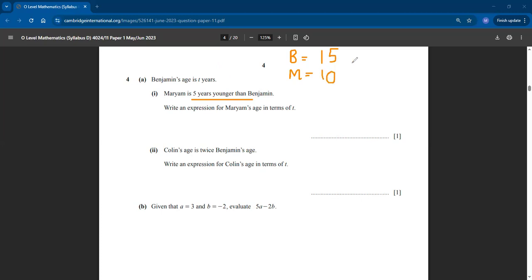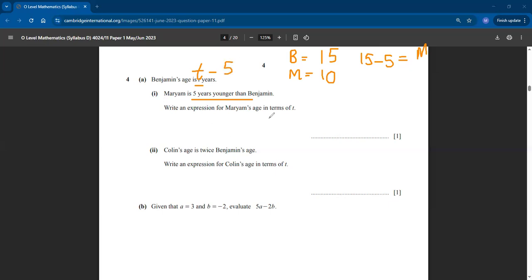Whatever Benjamin's age was, we subtracted 5 from that to work out Mariam's age, which is 10, right? We have to do the same thing. Always think of it like this. So if Benjamin is t years old, how would you find out Mariam's age? Just do t minus 5, and that will give you Mariam's age.